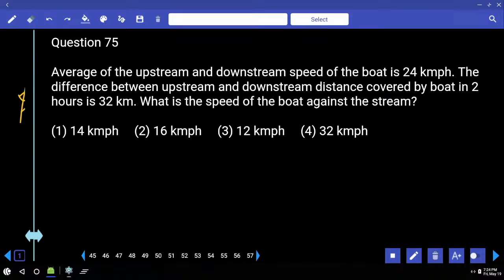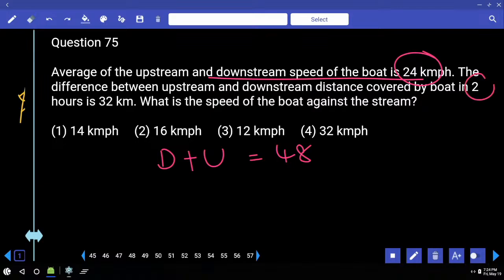Average of upstream and downstream is 24. Average 24 means the sum, downstream plus upstream, is 48. The difference between upstream and downstream distance covered by the boat in 2 hours is 32. 2 hours 32 means 1 hour 16. Difference is 16. What is the speed of the boat against the stream? He is asking for U.